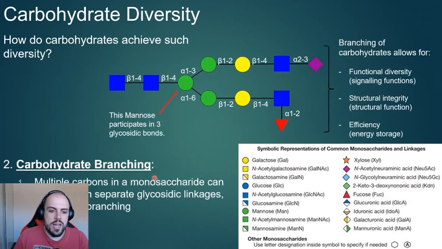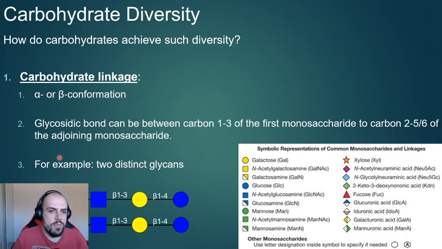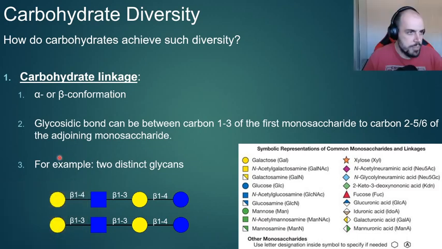Now, just to further clarify here in terms of that diversity, let me jump up here. So if we're looking at our two glycans down here, we have the same distinct glycans that are bound, like the same number of the same sugars, yet they are different because they are bound in a different way. So instead of being beta-1-4, this one is beta-1-3, which means this would be different to this one, albeit very, very similar.